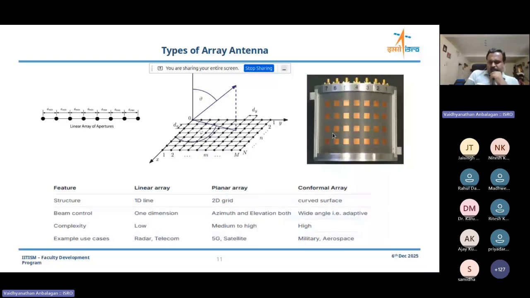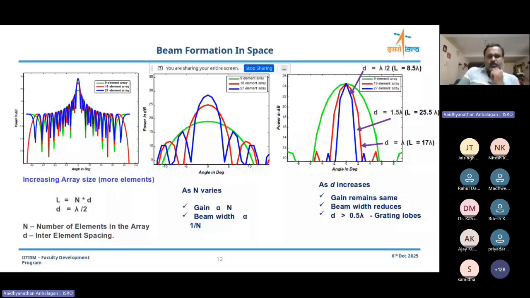So these are the different types of phased array. Mostly ground-based systems have a planar array, and airborne systems like aircraft and launch vehicles have a conformal array, which is based on the surface of the particular launch vehicle or aircraft. So if we have an array of n elements spaced at a distance of d, then the total size of the antenna will be n into d. So that will be the total length.